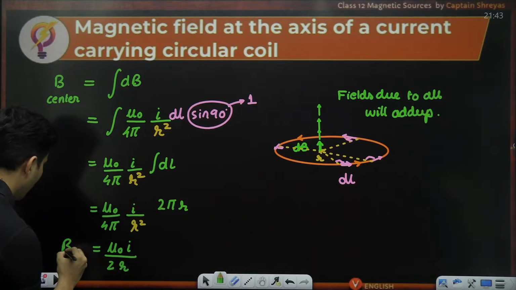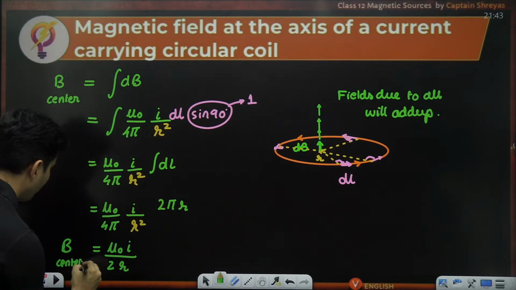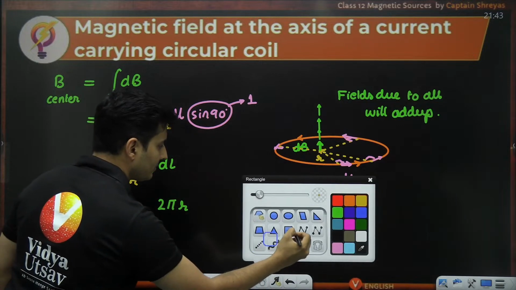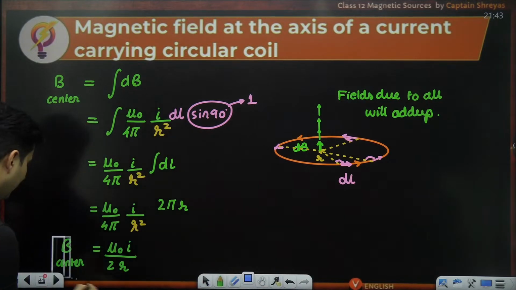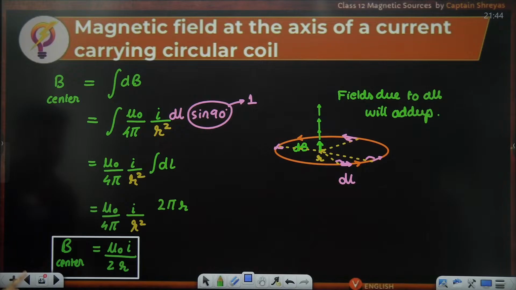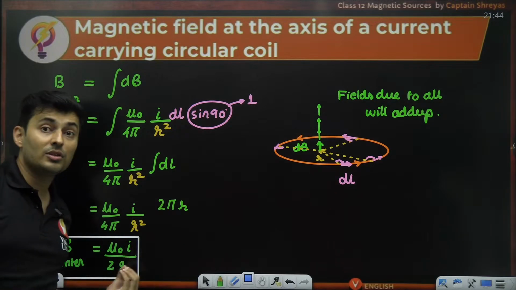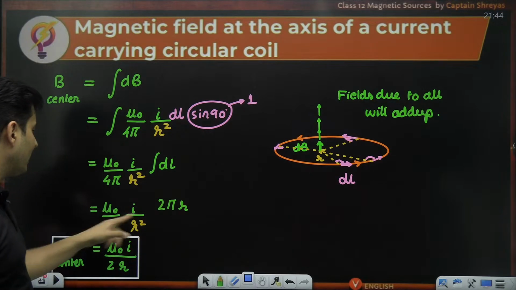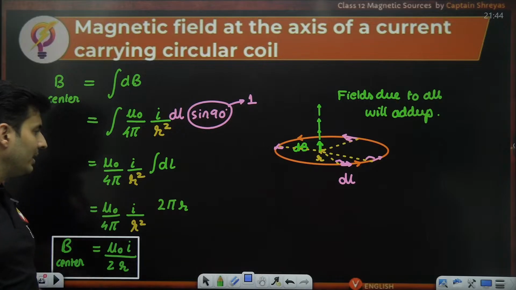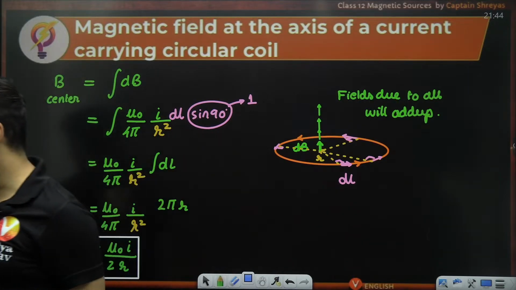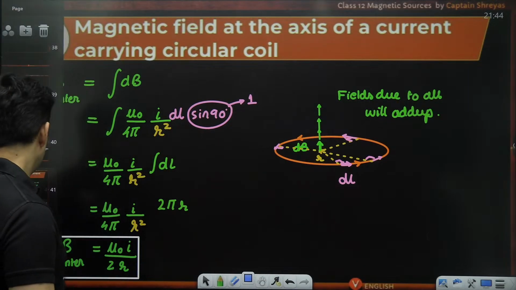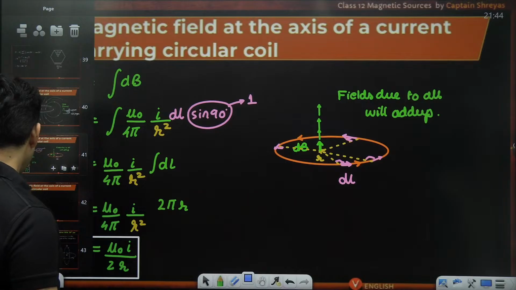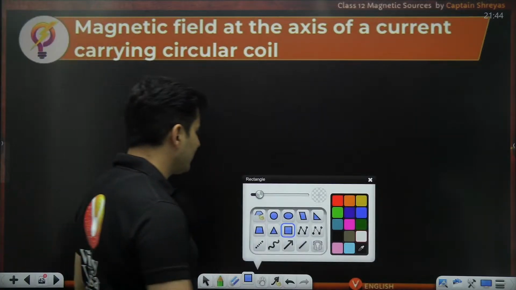So that is the magnetic field at the center of the coil. Is this clear, everyone? Mu naught I by 2r. There is no pi here. Be very careful. 2 pi and 4 pi cancel to give me 2 at the center of the coil. Perfect. So, what about if I'm not at the center?